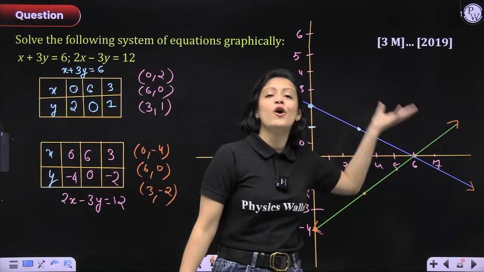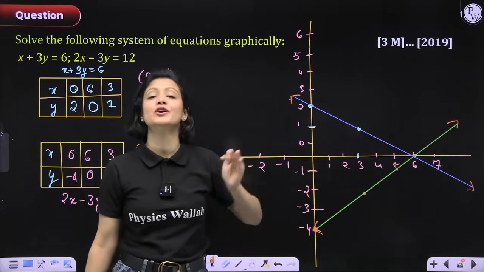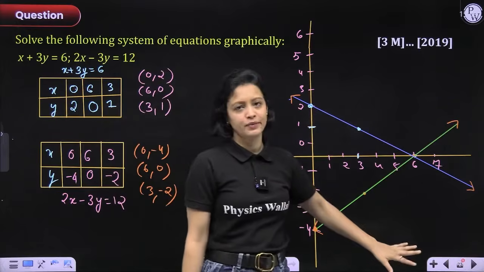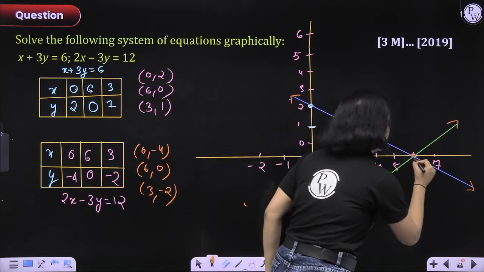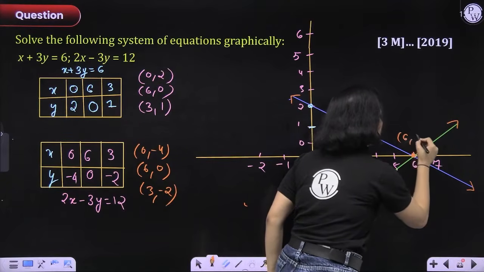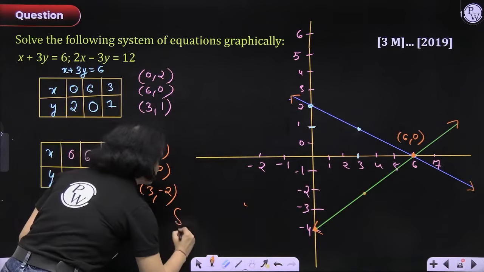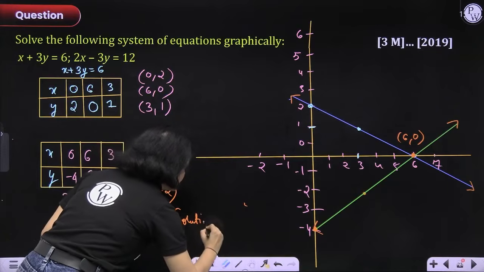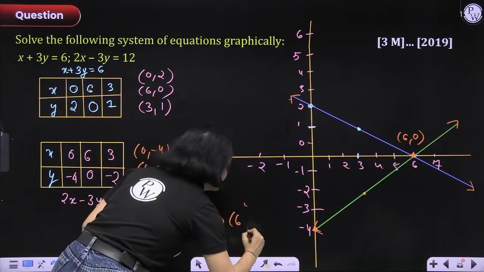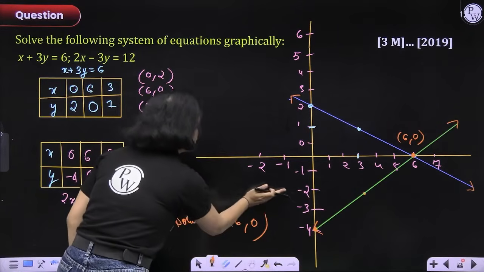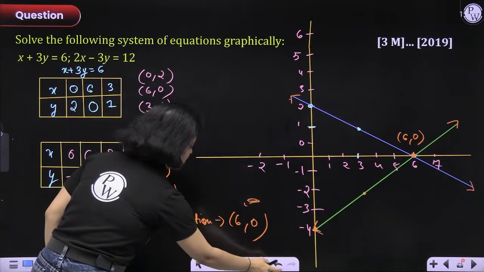Now, you had to solve the equations graphically. Matlab, you had to show the intersection point. So, what's the intersection point, everyone? 6, 0. So, what is the solution, everyone? The solution is 6, 0. Now, what are the important things to note when you are drawing the graph?